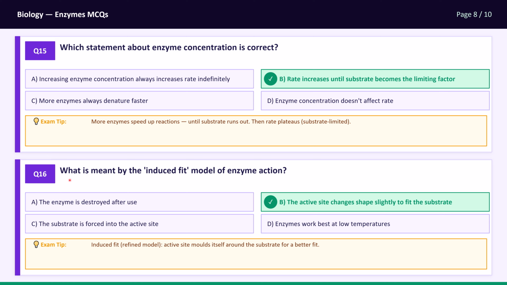Question 16. What is meant by the induced fit model of enzyme action? Option A, the enzyme is destroyed after use. Option B, the active site changes shape slightly to fit the substrate. Option C, the substrate is forced into the active site. Option D, enzymes work best at low temperature. And the correct option is option B, the active site changes shape slightly to fit the substrate. Exam tip: induced fit is the refined model; the active site molds itself around the substrate for a better fit.